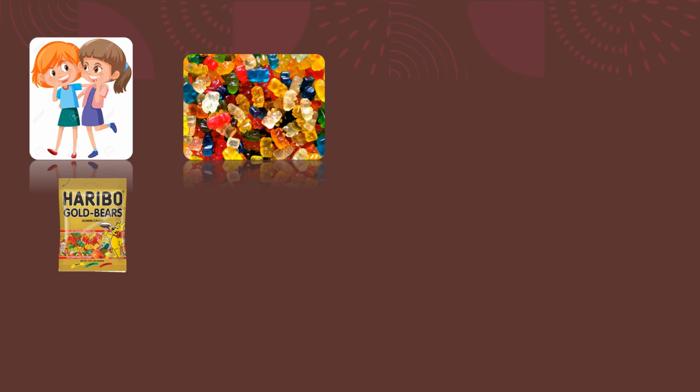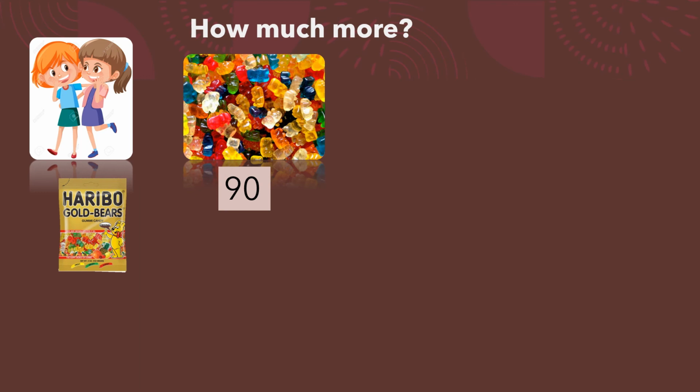Neha and Neetu are very good friends. They are talking about the gummies that their parents have bought for them. But they are unable to decide who has more. Let's find out how many they individually have. Neha has about 90 gummies and Neetu has about 30 gummies. So in order to find out who has more, we need to subtract these two numbers.